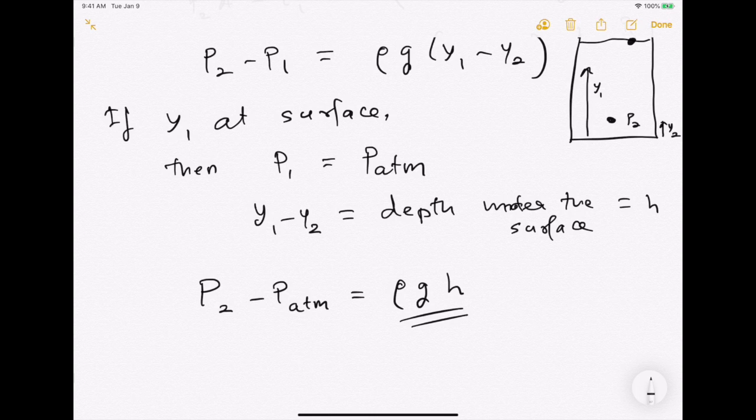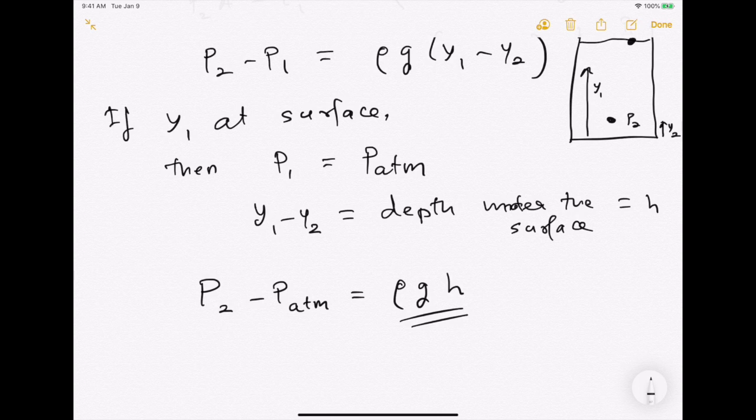Rho is the density of the fluid. g is the acceleration due to gravity. There's nothing new about that. h is the depth underneath the surface. This is a very, very important formula. Now, atmospheric pressure is something that we are all used to. So we don't know any different. We've always lived with atmospheric pressure, right? So we don't even sense the atmospheric pressure. It's only when the pressure is different from atmospheric that we notice it, right?